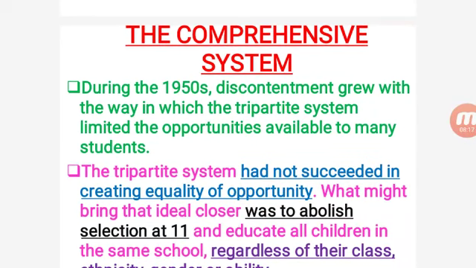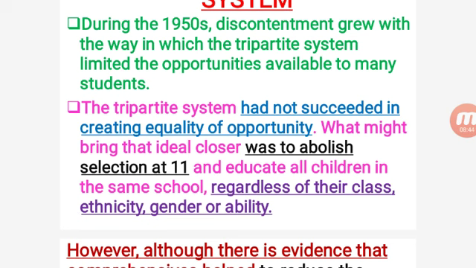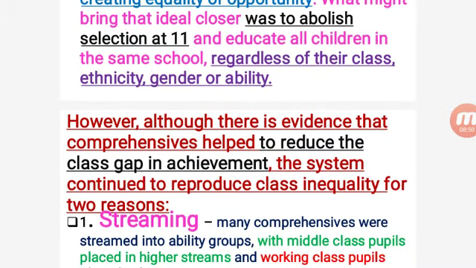The comprehensive system: during the 1950s, discontentment grew with the way in which the tripartite system limited the opportunities available to many students. The tripartite system had not succeeded in creating equality of opportunity. What might bring that ideal closer was to abolish selection at 11 and educate all children in the same way, regardless of their class, ethnicity, gender, or ability. However, although there is evidence that comprehensive schools helped to reduce the class gap in achievement, they wanted to end class discrimination or segregation.